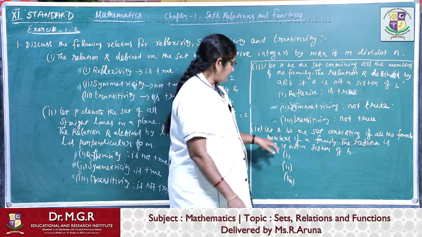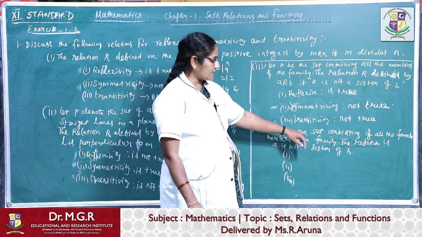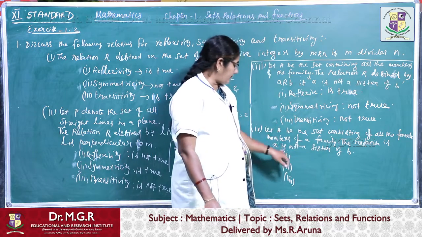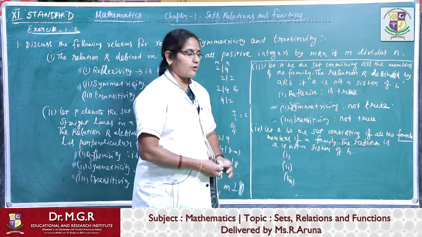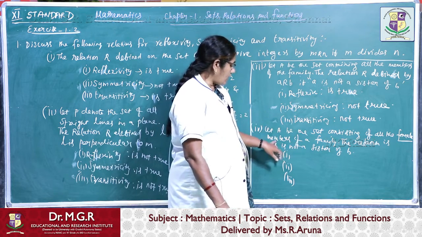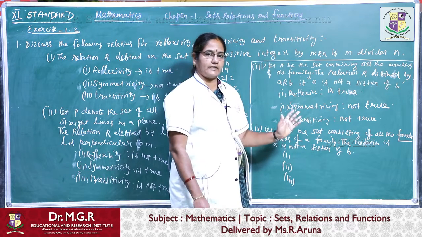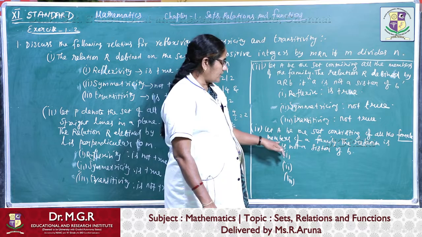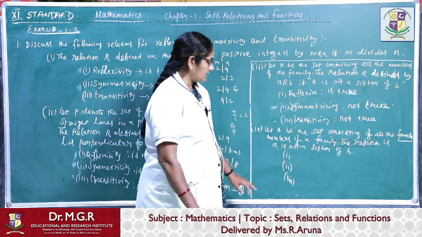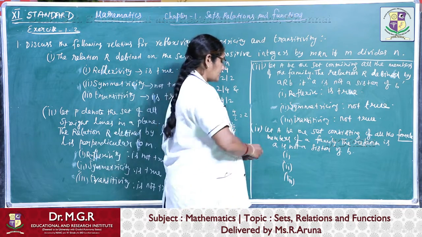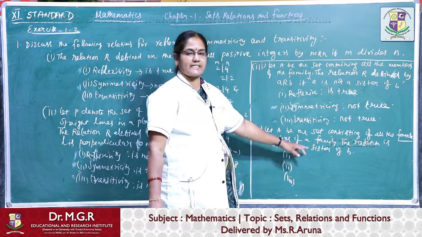Okay, then come to the fourth one. Let A be the set consisting of the female members. That is most important here. It is particularized now. So we are considering only the female members of the same family. Now we have to check all the 3 relations. The relation is defined as A is not a sister of B.